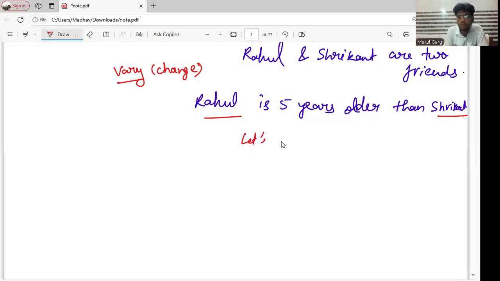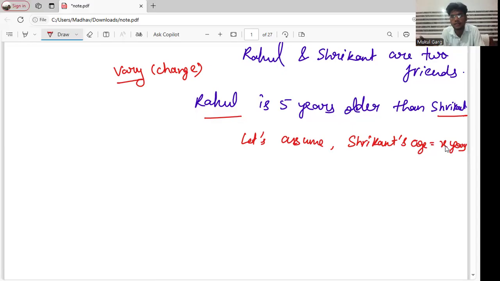Let's assume Shrikant's age is X years. मैंने कहा कि श्रीकांत की एज है X years. श्रीकांत की जो फिलहाल एज है वो है X years. अब श्रीकांत 50 साल का हो, 20 साल का हो, 30 का हो, कुछ भी हो, बट नेगेटिव नहीं होगा. क्यों नहीं होगा? क्योंकि एज नेगेटिव नहीं होती. ठीक है. ये कॉमन सेंस भी हमें यूज करनी है.